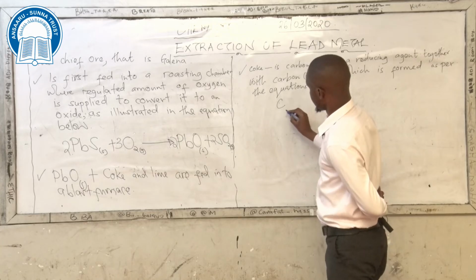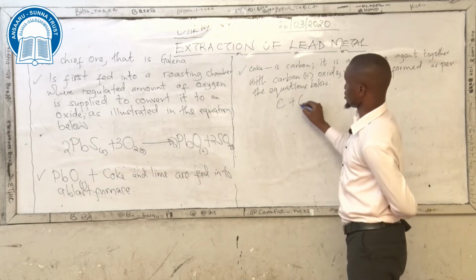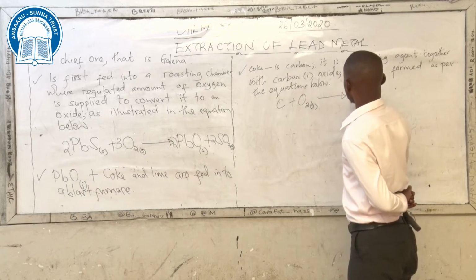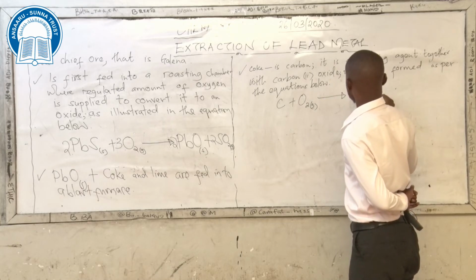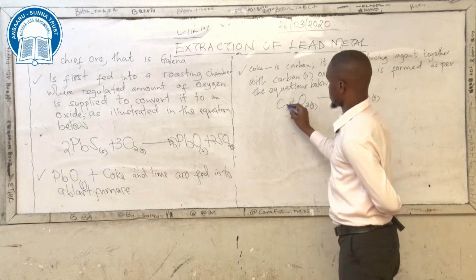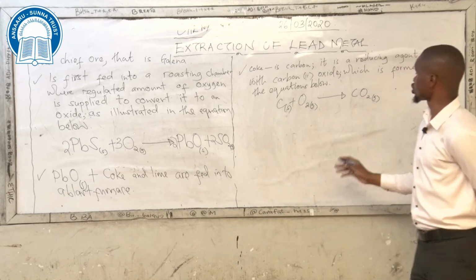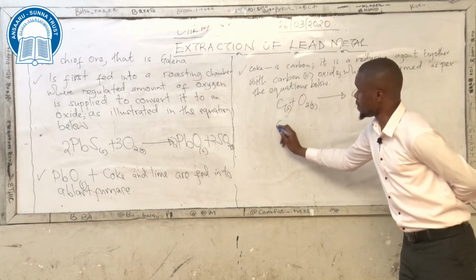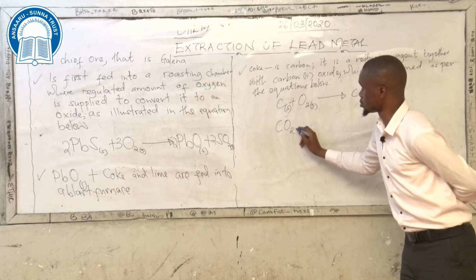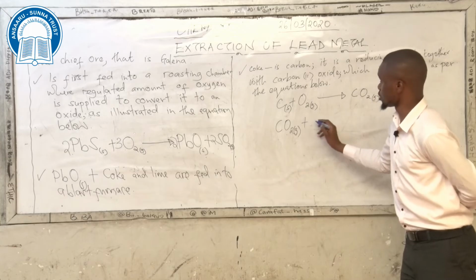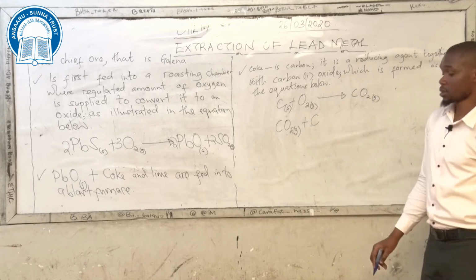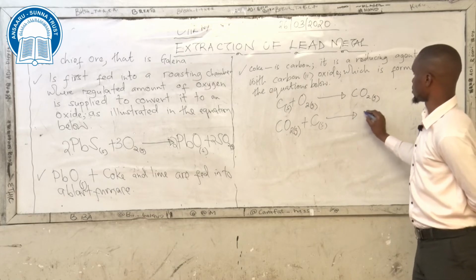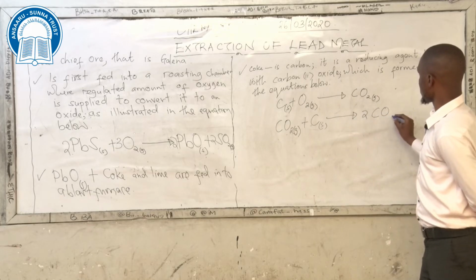Equations below. So the carbon first combines with oxygen gas to form carbon 4 oxide gas, after which the carbon 4 oxide gas combines and is reduced by the remaining carbon, that is coke, to form carbon 2 oxide gas.